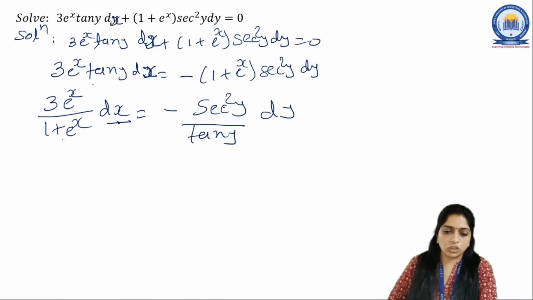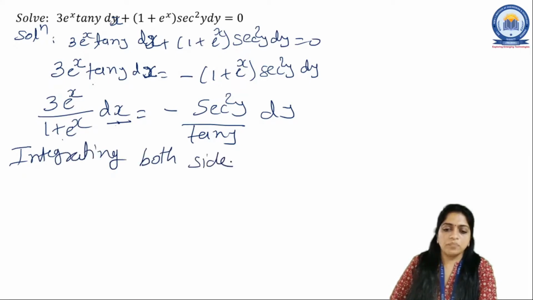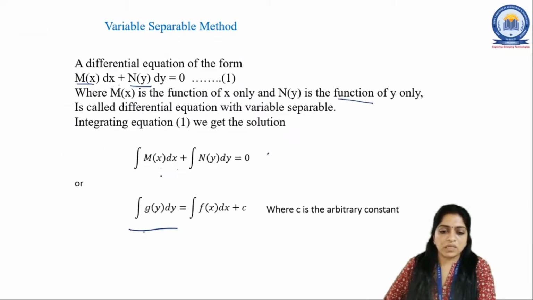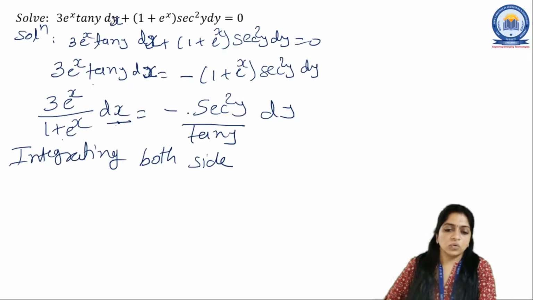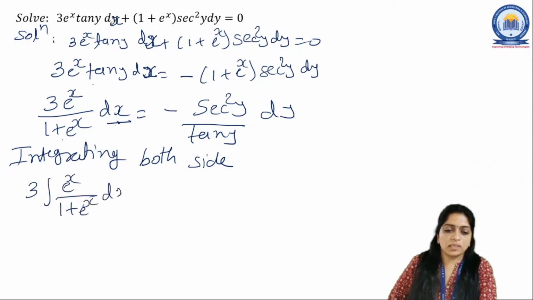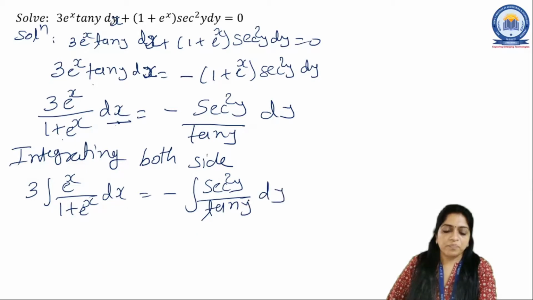So, for the solution of this equation, integrating both the sides, right? As per the rule, if we keep our equation like this, then we just have to do the integration on both sides, right? So, integrating both sides, here 3 e raised to x upon 1 plus e raised to x dx minus sec square y upon tan y dy.